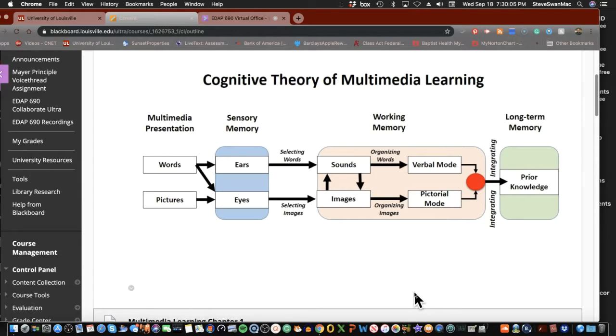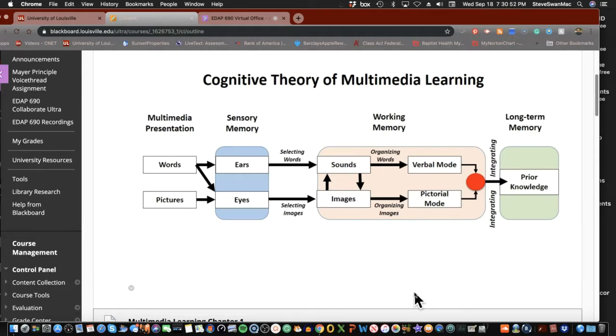But the problem is that each one of these channels has a limited, finite capacity. Mayer pays homage to a guy by the name of Sweller, S-W-E-L-L-E-R, who is the person who originally came up with this idea of cognitive load. In other words, you can only hold so much in your head as you're learning. And that learning is the active process of filtering, selecting, organizing, integrating information based upon prior knowledge. That is probably the most important thing for you to understand about how we learn from multimedia.